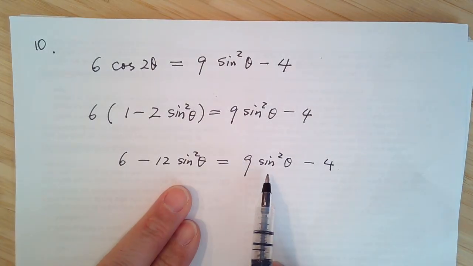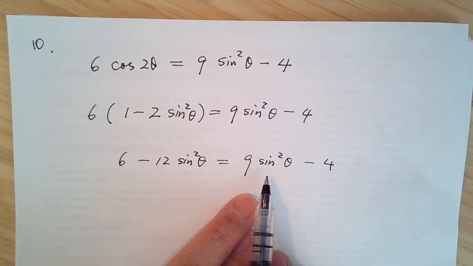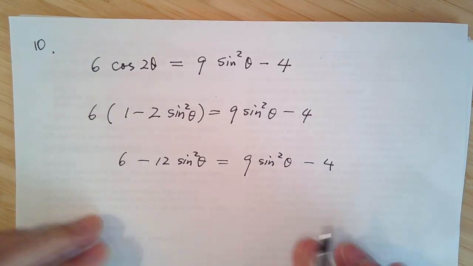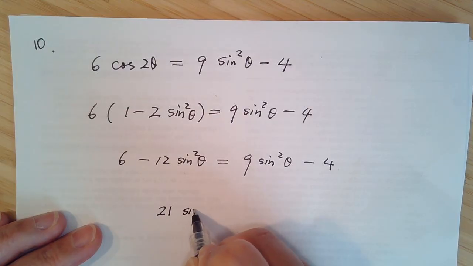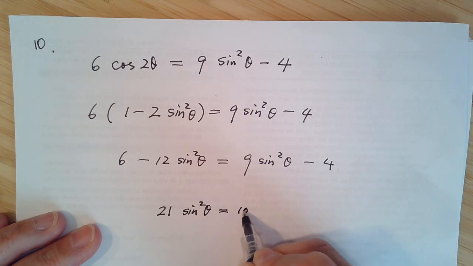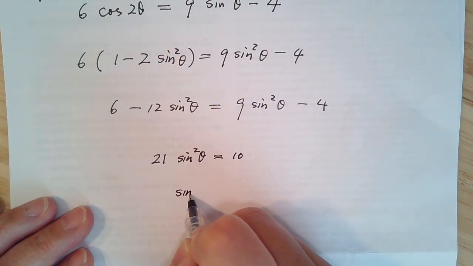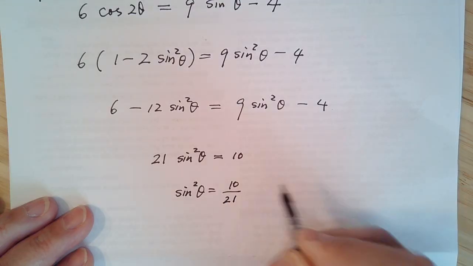Okay, so I move all the sine θ terms to one side and the numbers to the other side. So this one, if you add 12, you get 21. And if you add 4, you get 10. Let me just switch the left and the right side. So I get 21 sin²θ = 10. So my sin²θ equals 10/21.